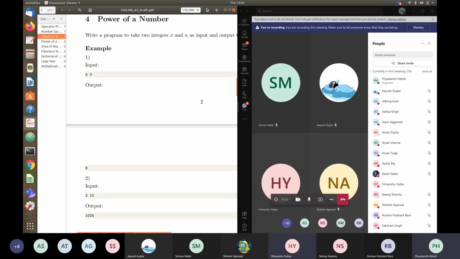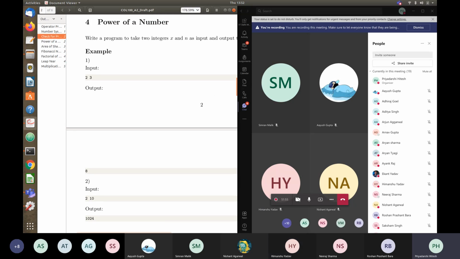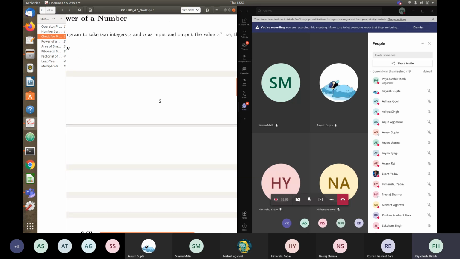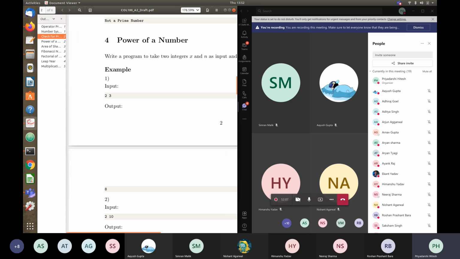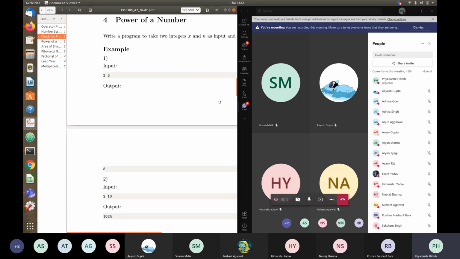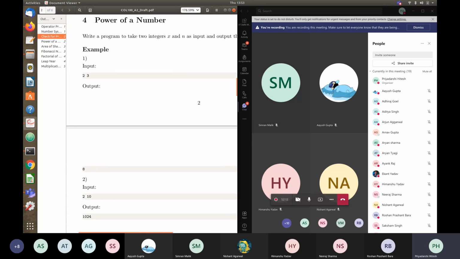Okay, so why not we do it here only? Everybody, I will also check whether you know the for loop or not. It's a simple for loop program. Take two integers x and n as input and output x raised to n. So everybody please code it so that I can see if you know the for loop or not, and we can check for doubts also.